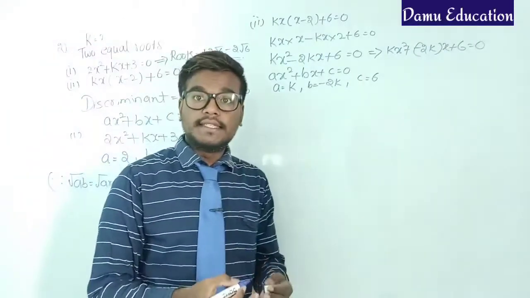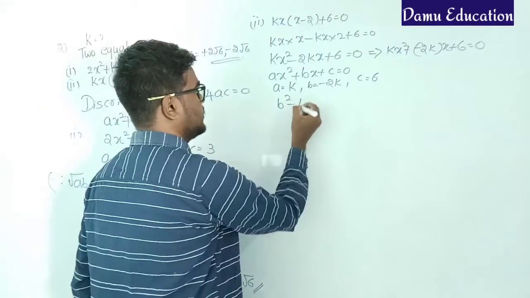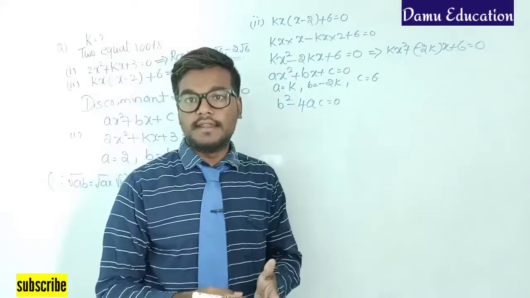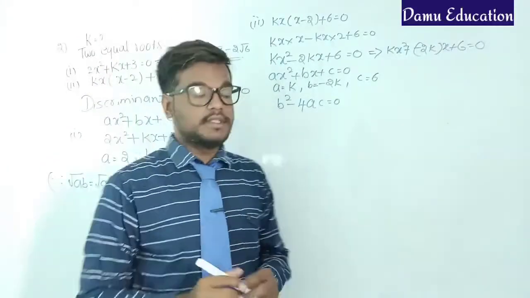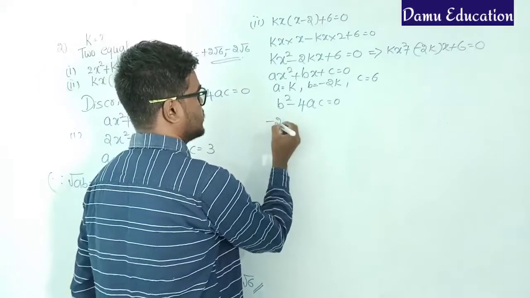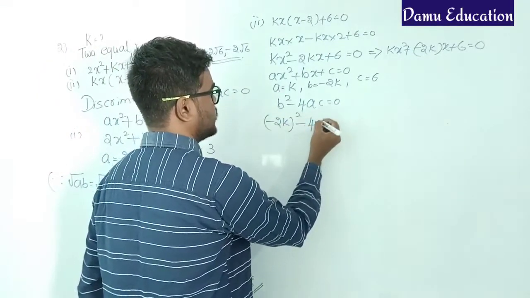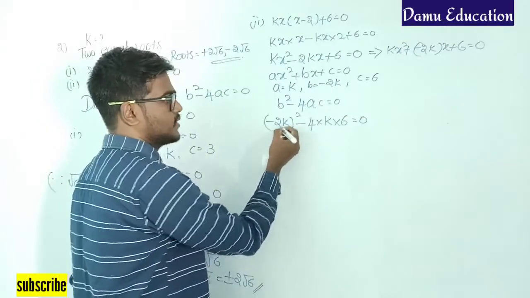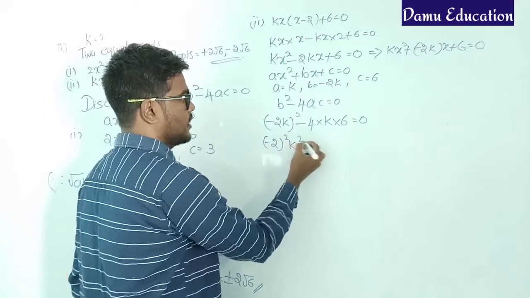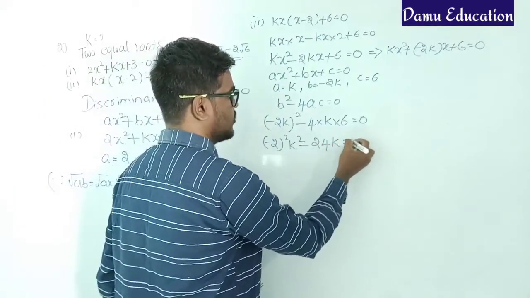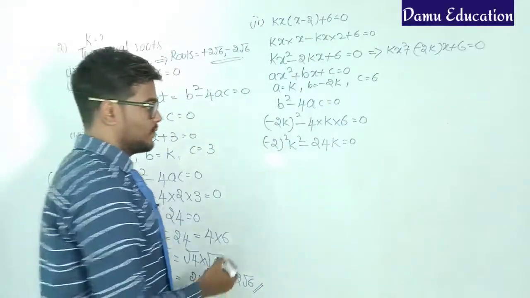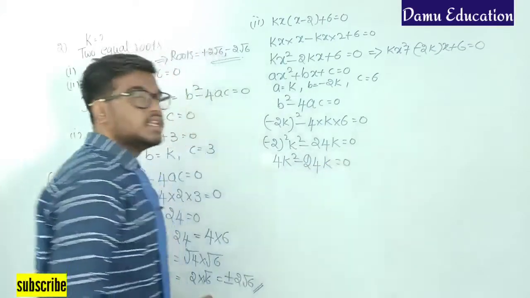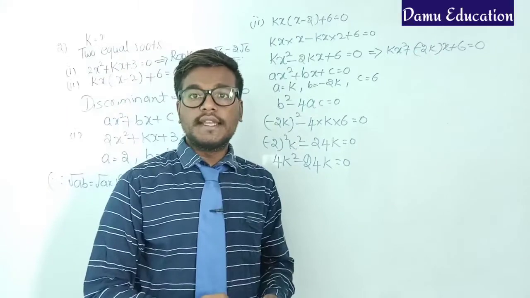As we know, the discriminant is 0, that is b square minus 4ac is equal to 0, because the question already gives us two equal roots. So minus 2k whole square minus 4 into a, which is k, into 6, equal to 0. Minus 2 whole square is 4, so 4k square minus 24k is equal to 0. That is our expression.